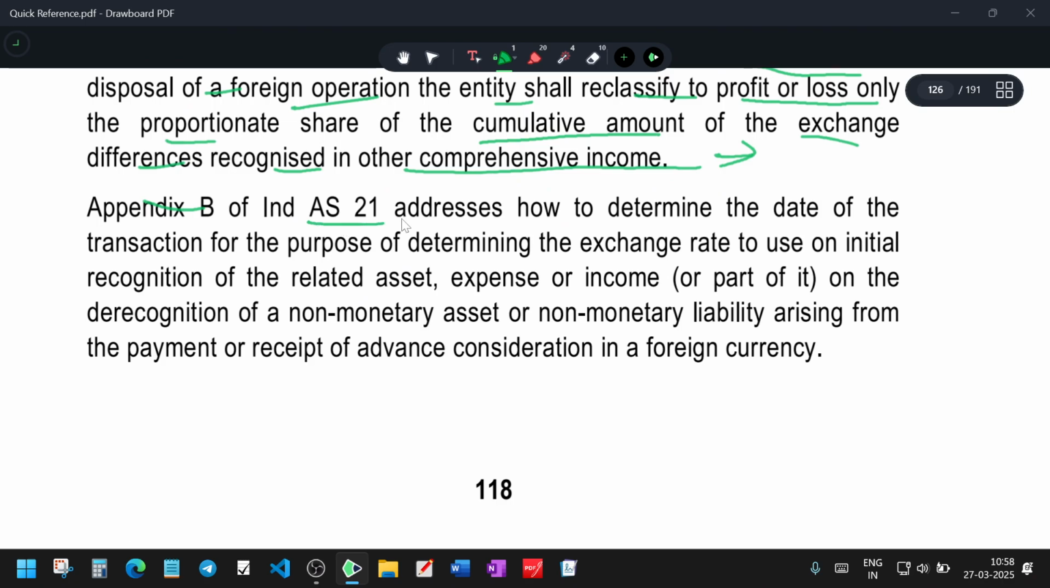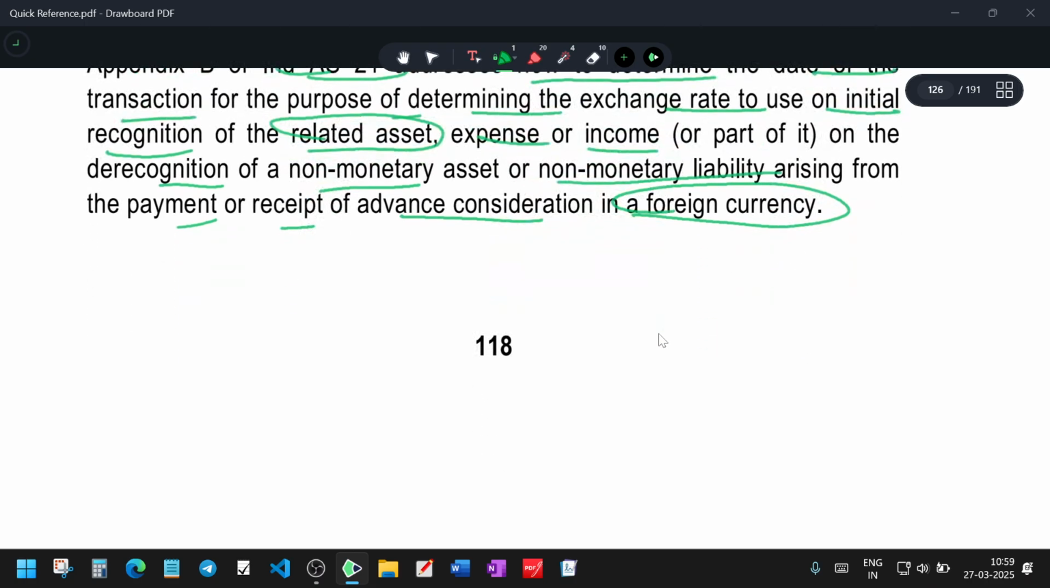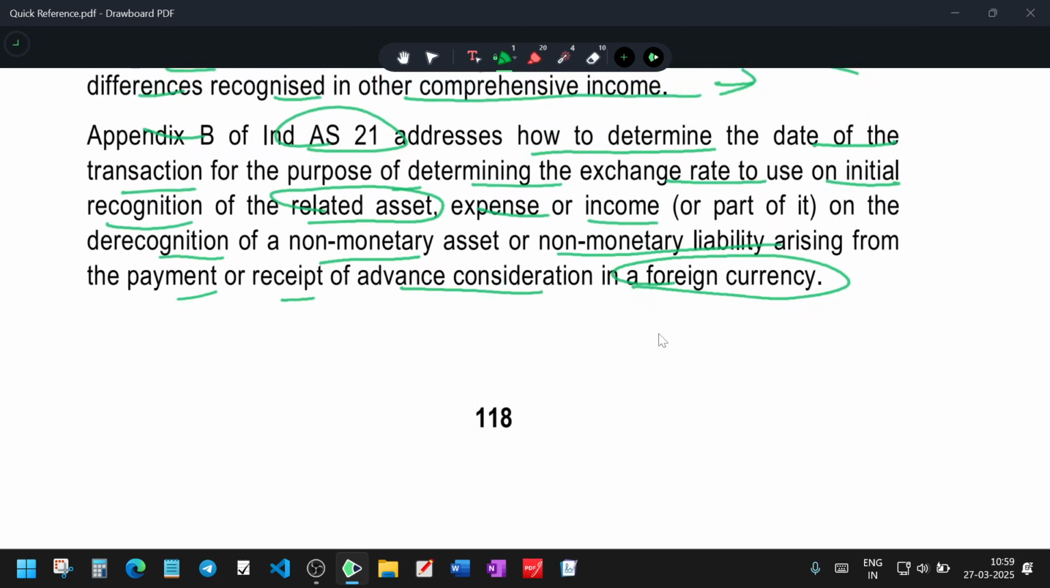Appendix B, Ind AS 21 addresses how to determine the date of transaction for the purpose of determining the exchange rate to use on initial recognition of the relevant asset, expense or income, on the recognition of a non-monetary asset or non-monetary liability arising from the payment or receipt of advance consideration in foreign currency. You should see what is the advance, what is the foreign currency. So what is the date of transaction?